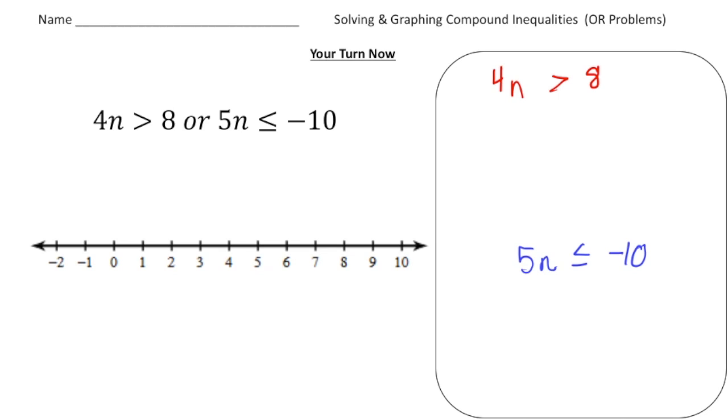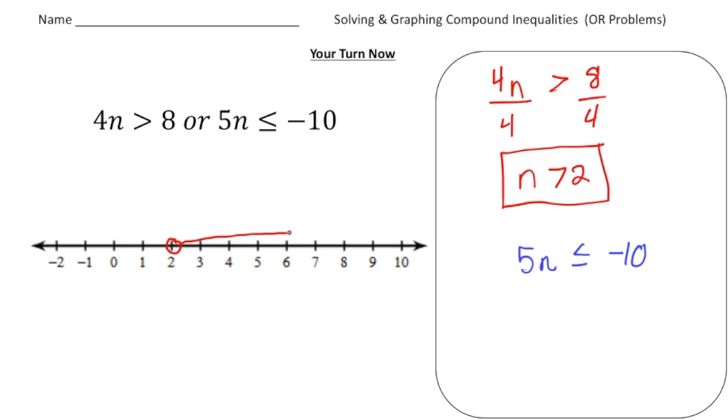Alright, welcome back. Let's see how you did with these problems. Okay, so the first one we had 4n is greater than 8. So I'm going to divide both sides by 4, which means n is going to be greater than 2. So let me graph that. So we're going to have an open circle. Alright, and n is going to be greater than 2. So we're going to go to the right, like so.